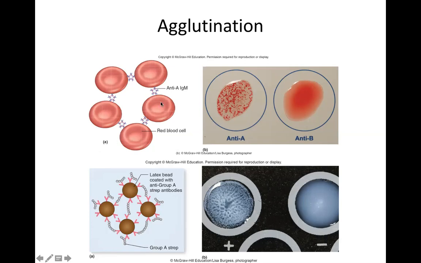And so here you see the top one. This is agglutination, right? So agglutination is when you have antibodies, right? If you remember from what antibodies do, the idea of cross-linking, right? Cross-linking is agglutination. So here we can use this to identify different blood types.